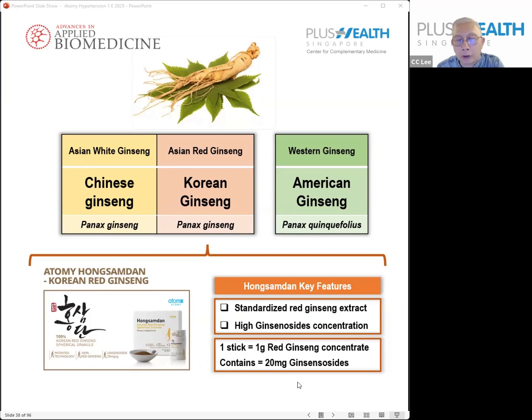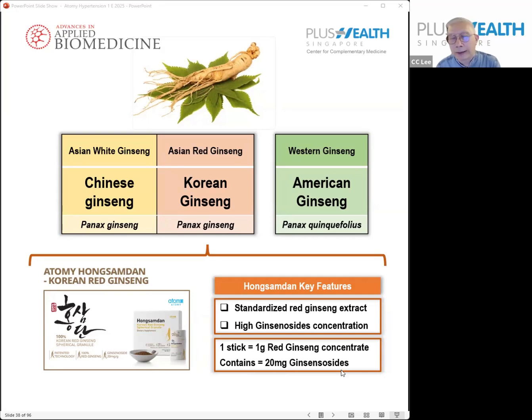So in Atomy itself, the famous Korean red ginseng extract, Hongsamdan, is actually very standardized, what I call therapeutic, in a very therapeutic form, because it is a highly standardized red ginseng extract that has a high concentration of ginsenoside. So this one stick of it will contain about 1 gram of ginseng concentrate. And inside the 1 gram is 20 milligrams of ginsenoside, which is the active ingredient of ginseng.